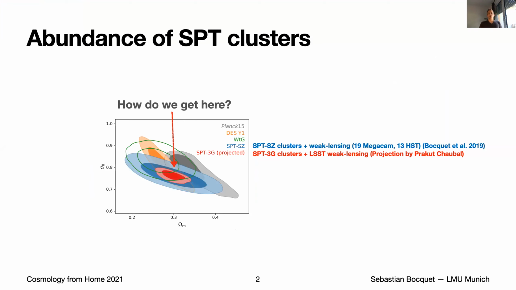So in a nutshell, what I want to talk about is describing this plot where we look at omega matter and sigma 8, and in blue are our latest published constraints from Bocquet 2019. And the question is, how do we get from this to forecasted constraints from SPT-3G and LSST, as shown in red here. And obviously I want to describe intermediate steps on our way to get there.